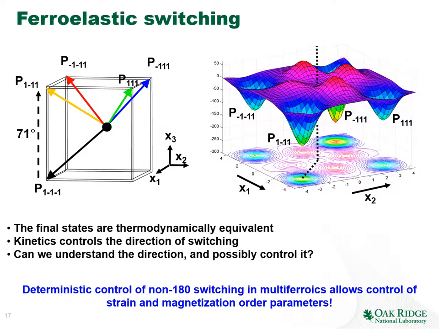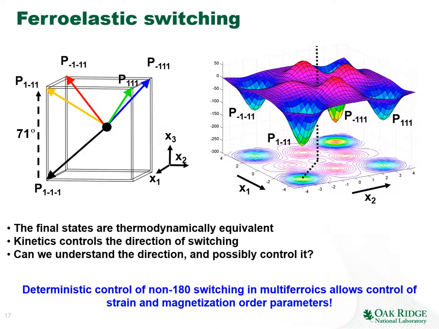And what makes this switching particularly important is that control of the 180 degree switching and non-180 degree switching potentially allows control of strain and magnetization order parameters. So if we deal with a multiferroic, the different polarization orientation will also correspond to different magnetization states. And it also potentially allows for creation of domain walls of the required character. And in the light of all the recent studies of domain wall electronics, that can be very, very important.